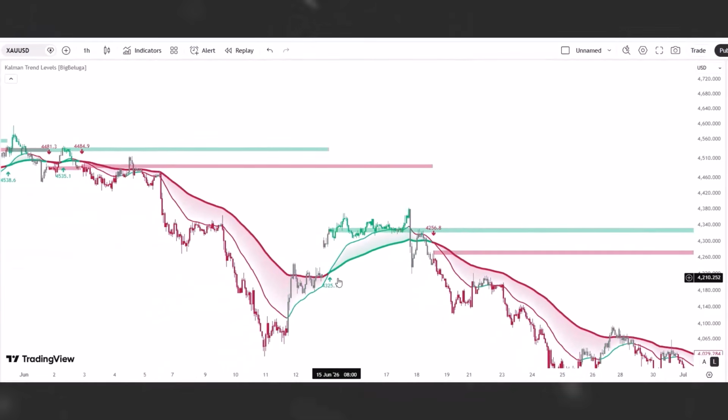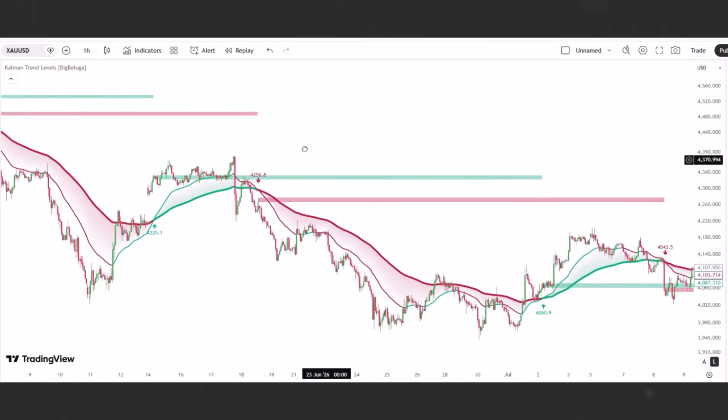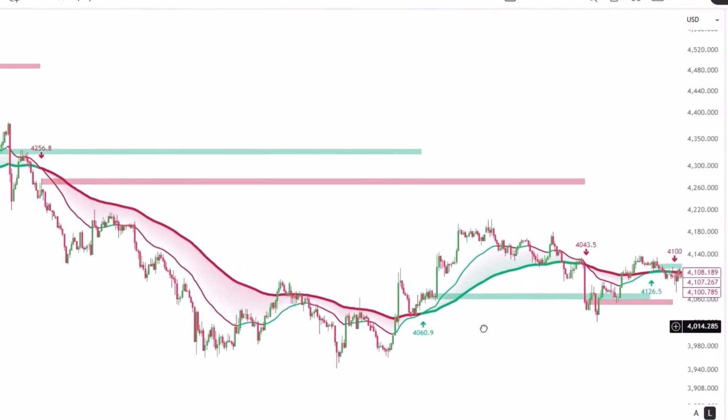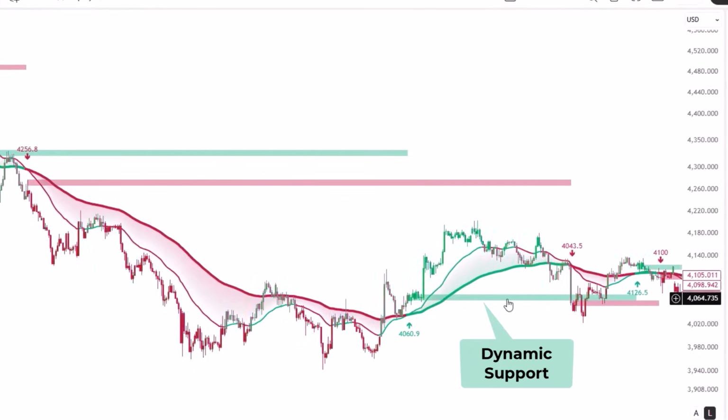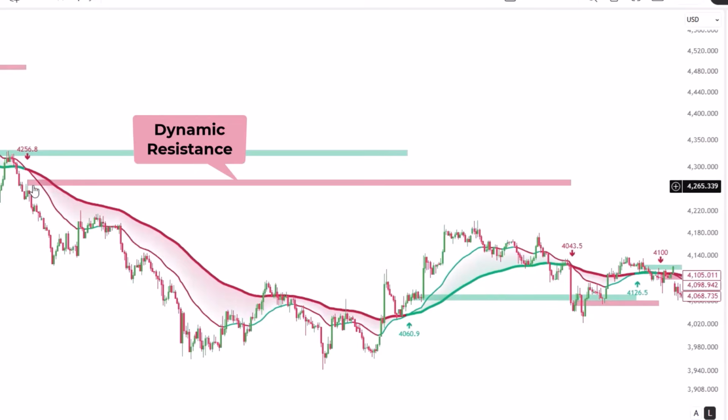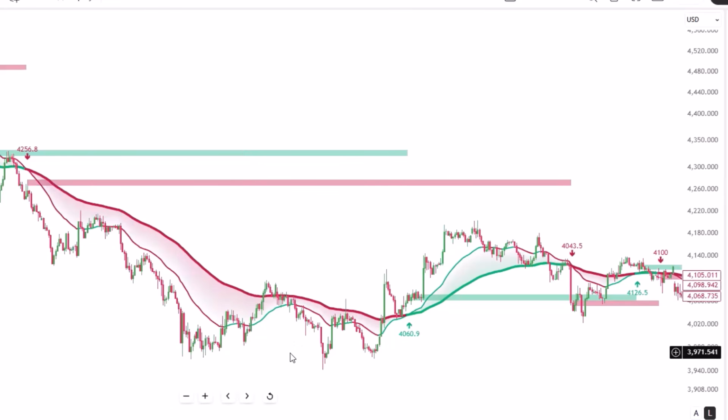Unlike traditional support and resistance, these levels don't stay fixed. They move with the trend, adjusting as new price data comes in. During an uptrend, they often act as dynamic support where buyers may step back into the market. During a downtrend, they often act as dynamic resistance where sellers may become active again. So instead of drawing support and resistance manually, the indicator updates these important levels for you as the market evolves.